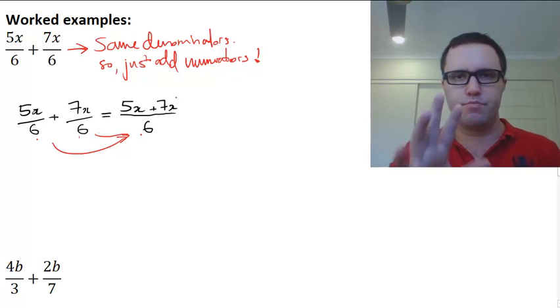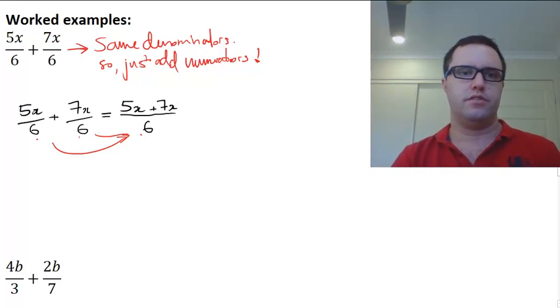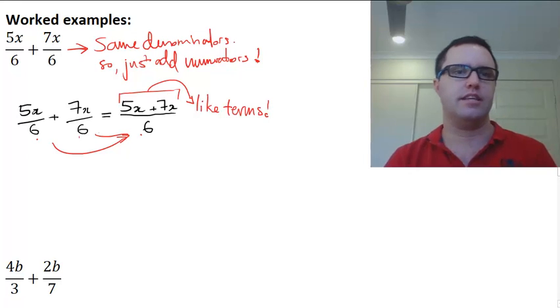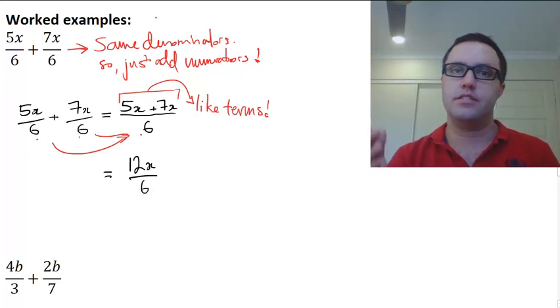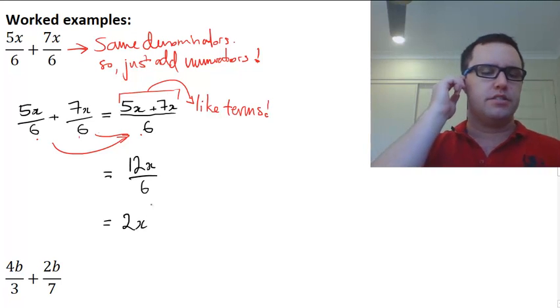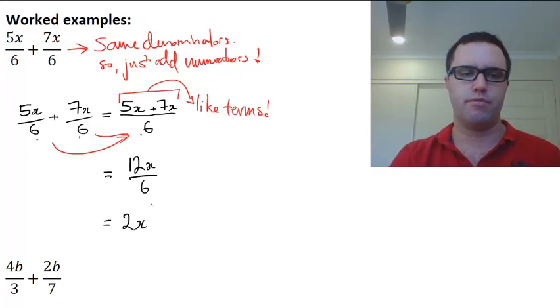Now, if we're doing this properly, we need to think about, can we add these two together? Can we carry out this addition? Well, let's have a look. These two things here, remembering, they are what we call like terms. So, yes, we can add them together. So we simply add the coefficients, and we'll get 5 plus 7 is 12x over 6, and we can simplify that. Always simplify your fractions if you can. 12 divided by 6 is 2x. Okay, so that's a fairly simple example. Our denominators were the same, so we just went through the process.